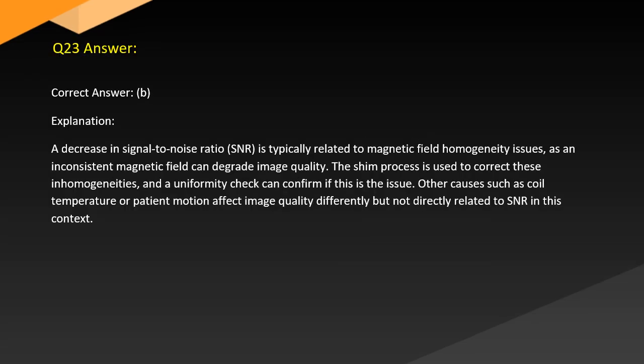Answer. Correct answer B. Explanation. A decrease in signal-to-noise ratio (SNR) is typically related to magnetic field homogeneity issues, as an inconsistent magnetic field can degrade image quality. The shim process is used to correct these inhomogeneities, and a uniformity check can confirm if this is the issue. Other causes such as coil temperature or patient motion affect image quality differently, but not directly related to SNR in this context.